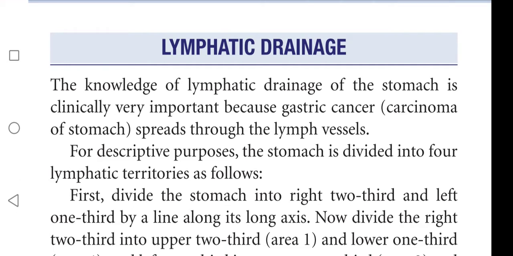In this video we are going to learn about the lymphatic drainage of the stomach. In the previous videos we learned about the location, shape, external features, and parts of the stomach. The four parts are the cardiac part, fundus, body and pyloric part. Next, relations, both peritoneal and visceral relations of the stomach, microscopic structure of the stomach and interior of the stomach, arterial supply and venous drainage of the stomach.